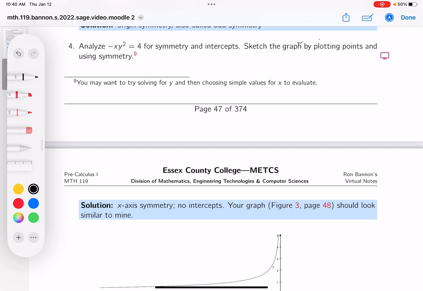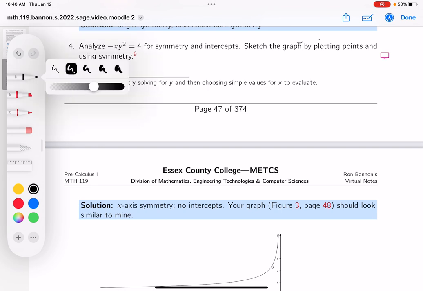They also went on to, at a footnote, and I see that footnote 9, they say, you might want to try to solve this thing for y first. But let me put that down. It says you may want to try solving for y and then choosing simple values for x to evaluate. Well, let's take a look at that. I'm going to write this down for you, and I'm going to try to solve for y.